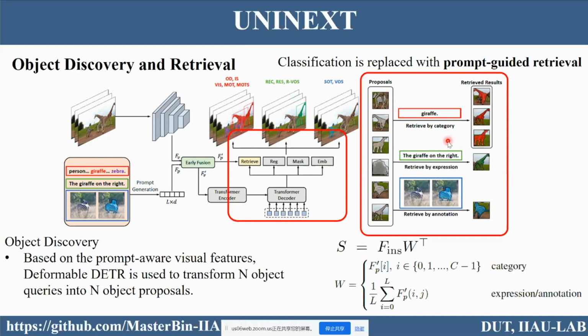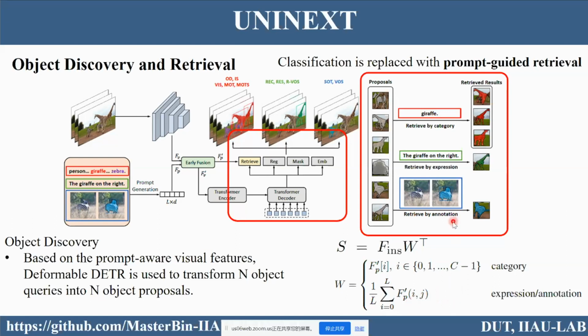Specifically, given the prompt embedding after a fusion, for category name guided tasks, we take the feature embedding of each category name as a weight matrix W. The shape of W is 1 by D. Besides, for expression-guided and annotation-guided tasks, the weight matrix W is obtained by aggregating the prompt embedding using global average pooling along the sequence dimension.